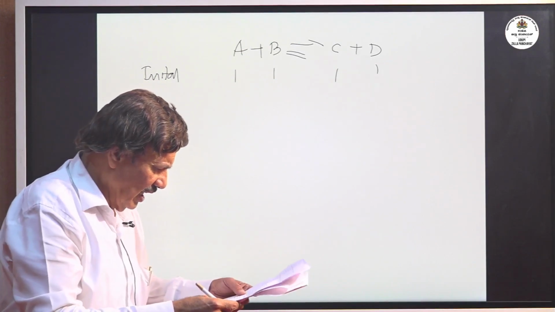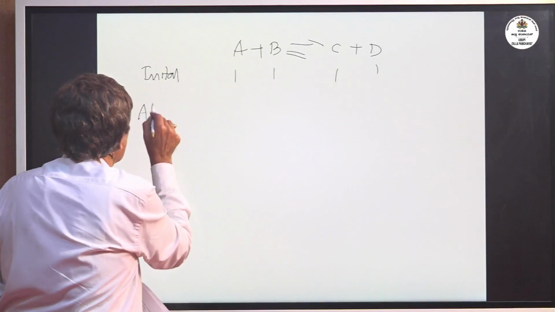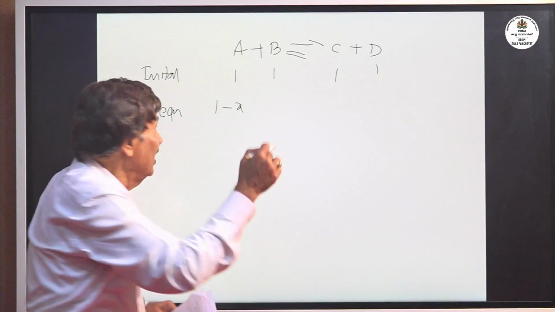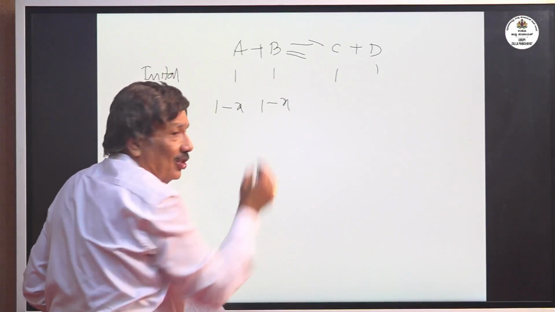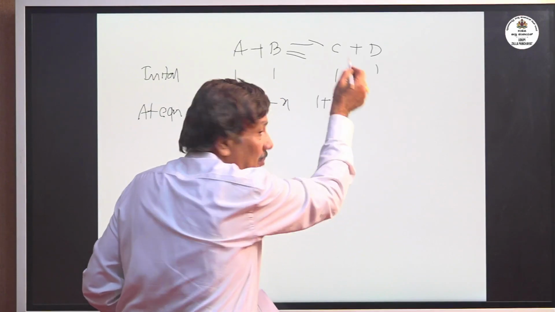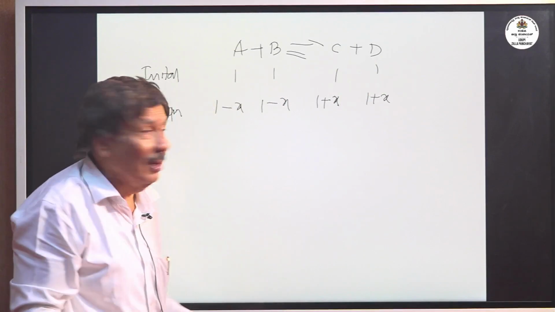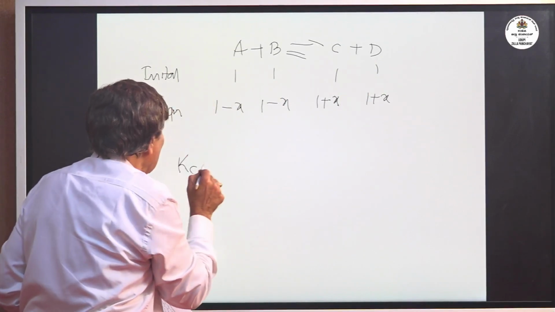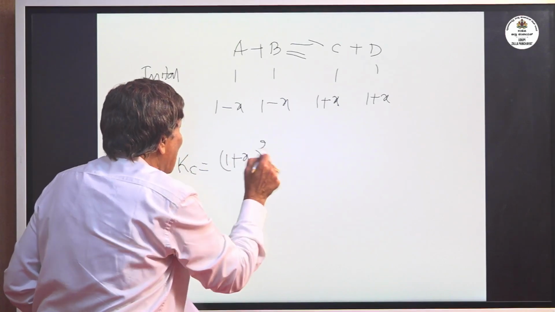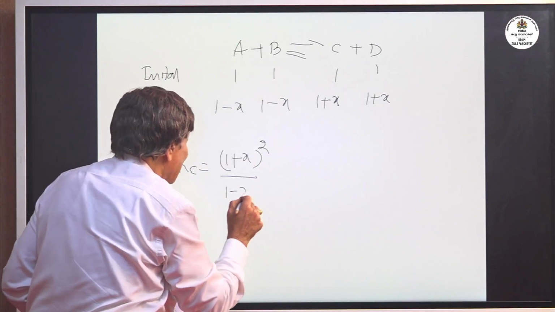So out of that, let x undergo dissociation at equilibrium. This is 1 minus x. A undergoes dissociation, and B also will be 1 minus x. C will be formed, so x will be added, and for D also x will be added. Then how will you write the equilibrium constant Kc? That is C into D over A into B: 1 plus x whole square divided by A into B, 1 minus x whole square.